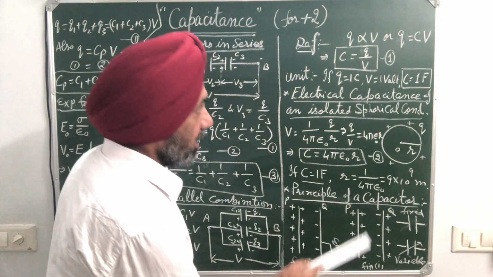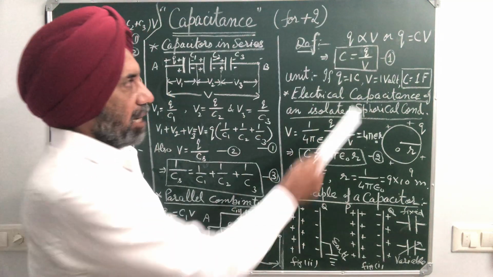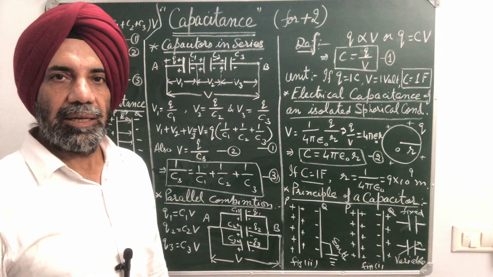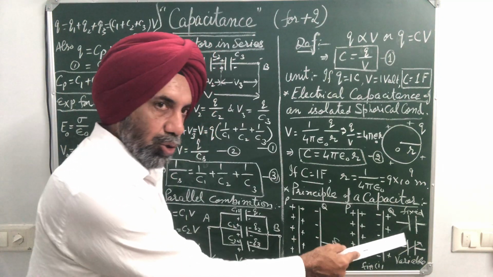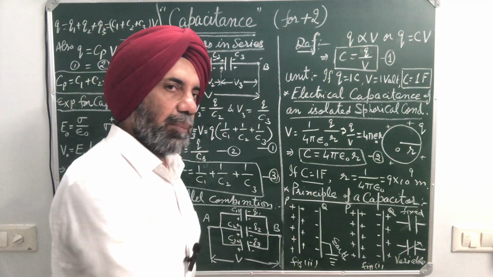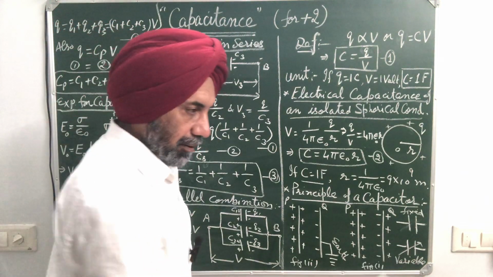So when potential decreases, from this equation number 1, capacitance increases, the charge is the same. So it means by bringing this plate Q close to plate P, we have increased the capacitance. This is in figure 1.